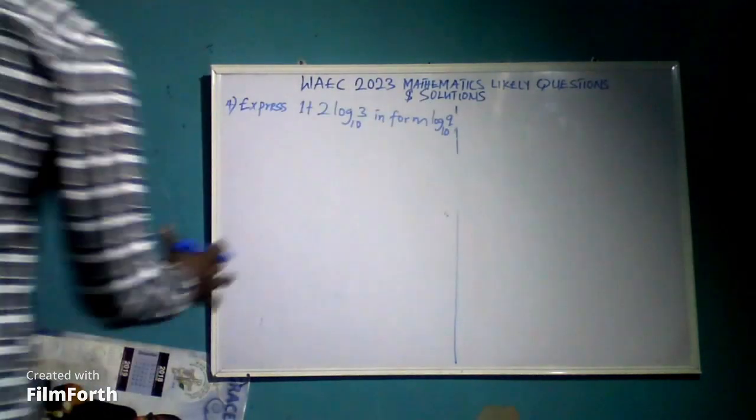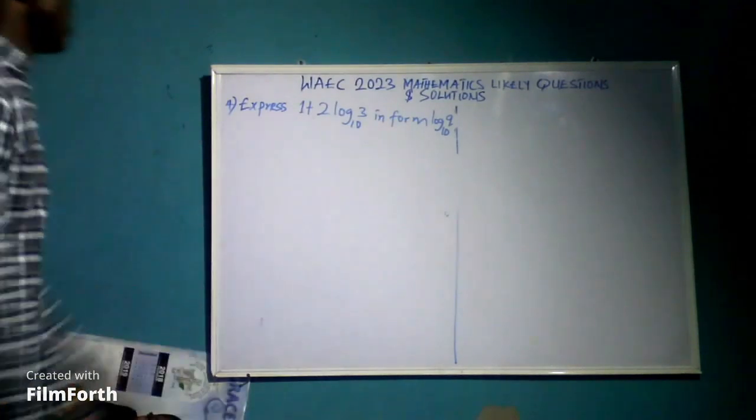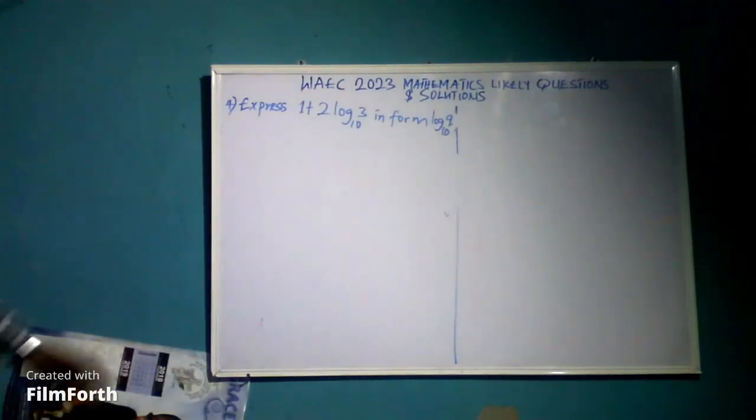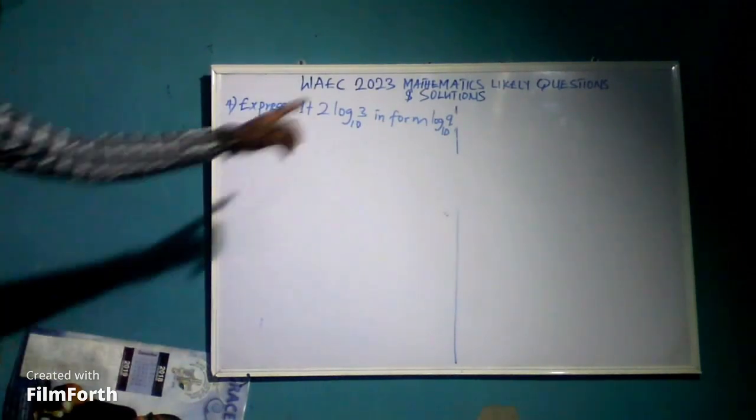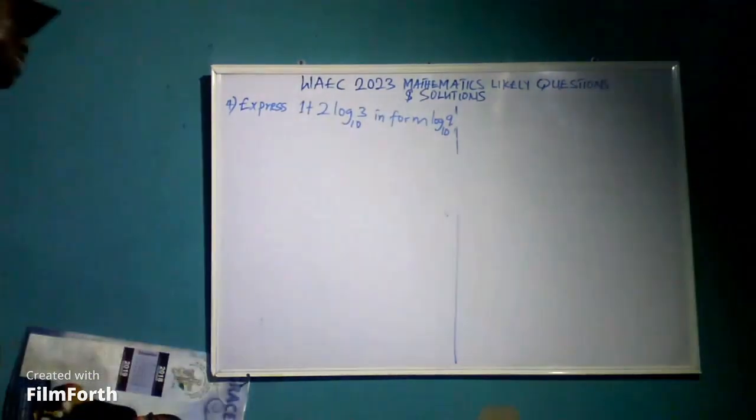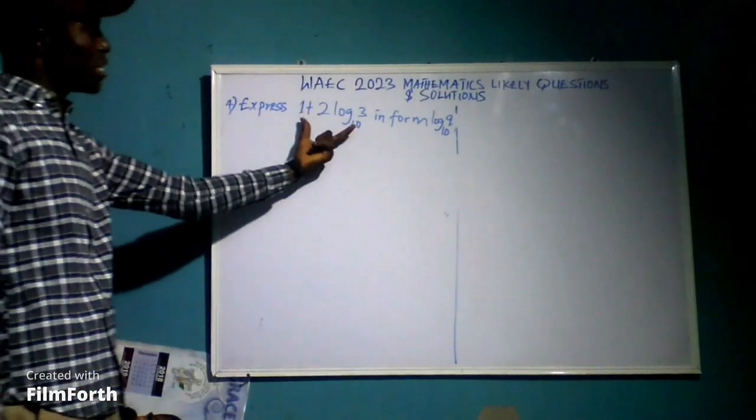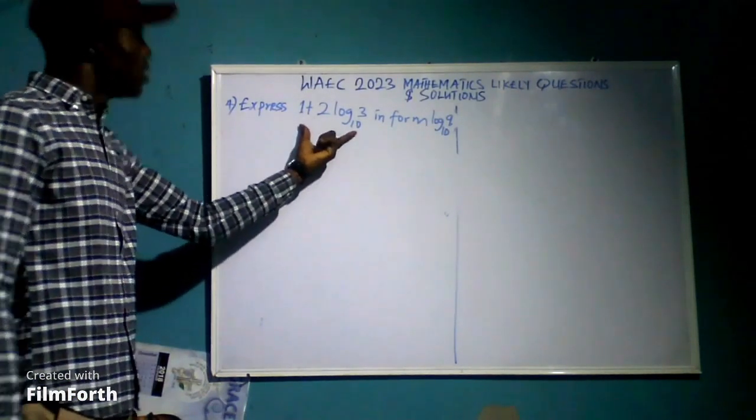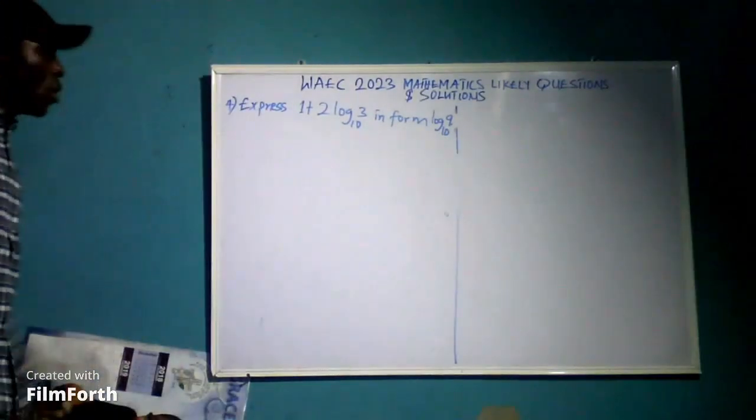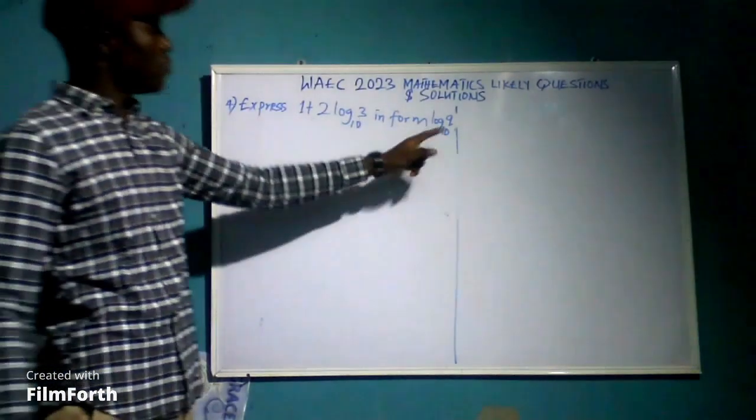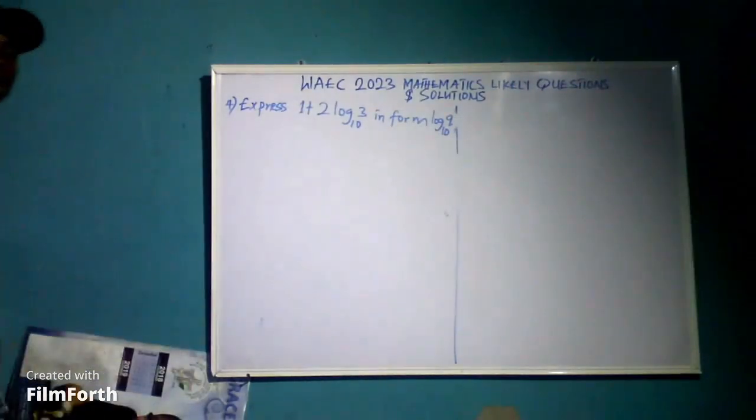Now let's play with question number 4. Let's take question number 4. Question number 4 is stated as: express 1 plus 2 log 3 to base 10 in the form log q to base 10. Okay, we are asked to express this particular expression in the form of this particular expression. And how do we go about it?